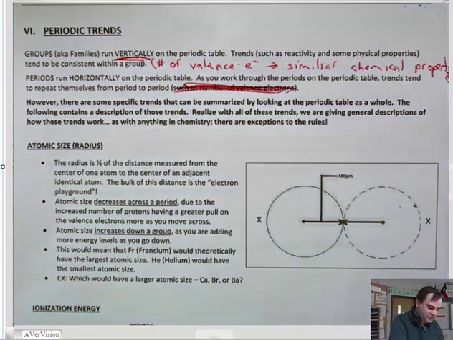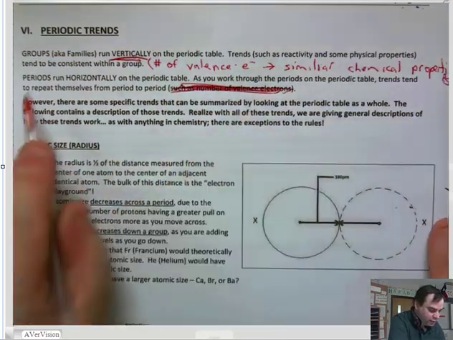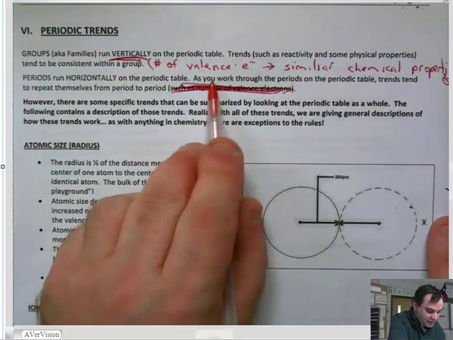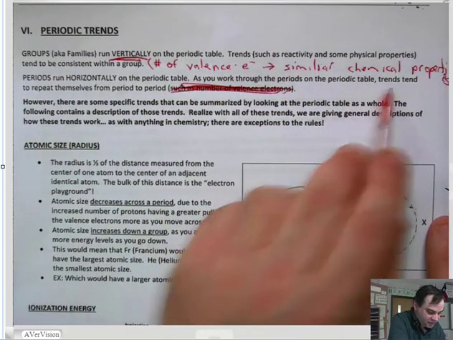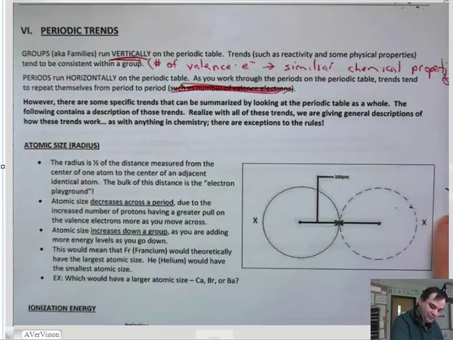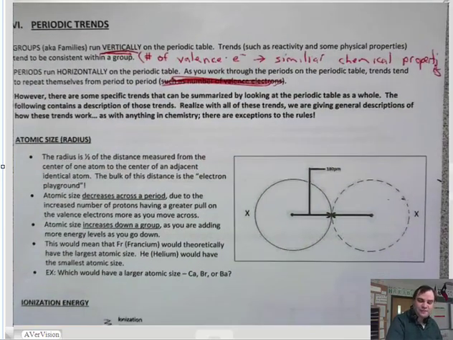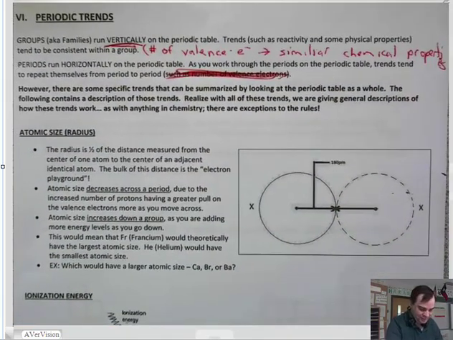Periods run horizontally here. Make sure you cross this out. Periods run horizontally on the periodic table. As you work through the period on the table, trends tend to repeat themselves from period to period. Okay? And these trends are based off of basically two things here.